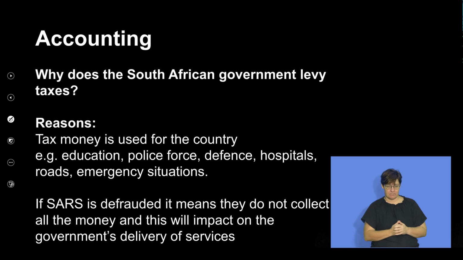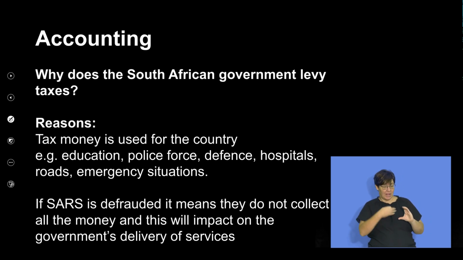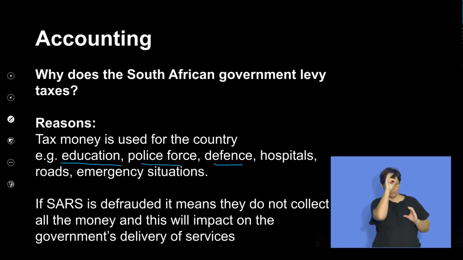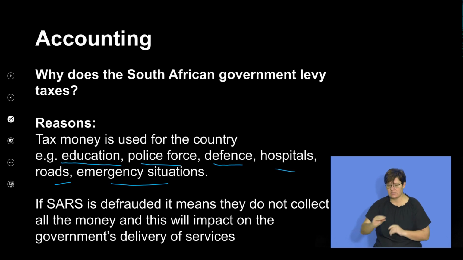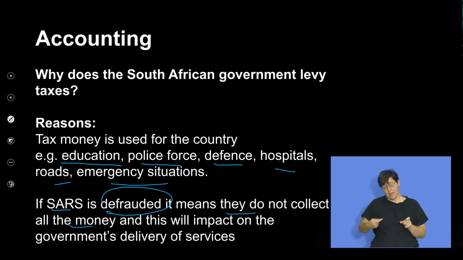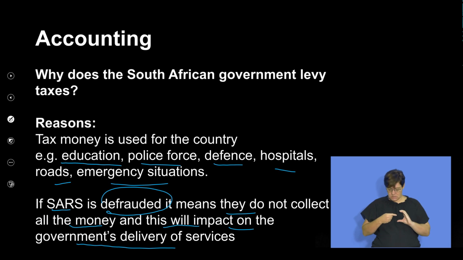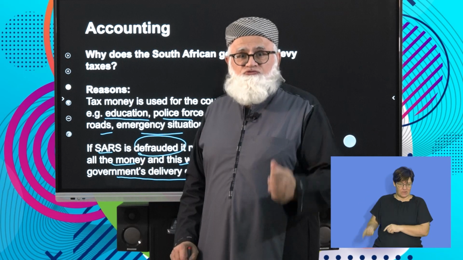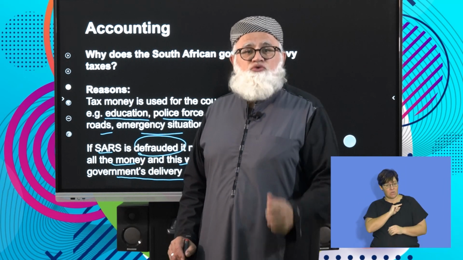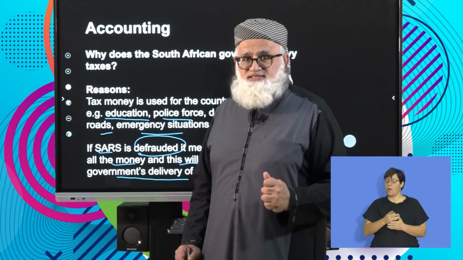The tax money that is collected by the government is used for the country. For example, education, our police force, defense, hospitals, roads, emergency situations. So therefore, if SARS is defrauded, it means that they will not collect all the monies and this will obviously impact on the government's delivery of services. And that is why it's important for you as Joe citizen to ensure that you pay your taxes.